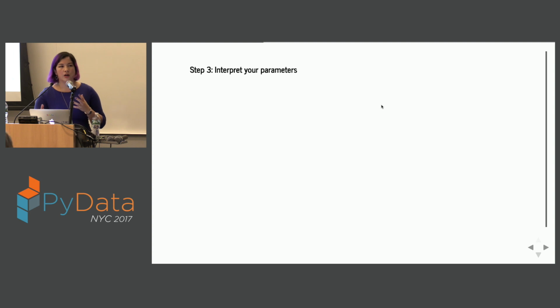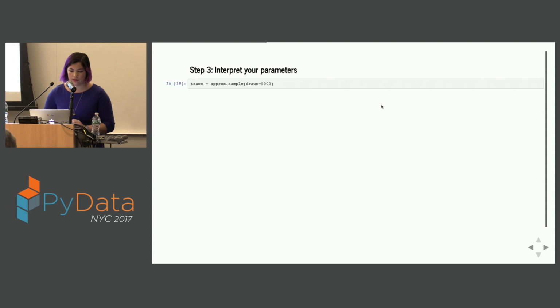Okay, so now we need to interpret our parameters. Our ADVI fit is giving us an approximation of the parameter distributions. I don't know about you, but if you just tell me a parameter is distributed with some mean and standard deviation, I'm not necessarily going to know what that means. So since we're Bayesian, when in doubt, sample. So we're going to sample from our parameter distributions, and we can just call sample on our approximation, tell it how many draws to take, and then that gives us a trace of our parameter values.